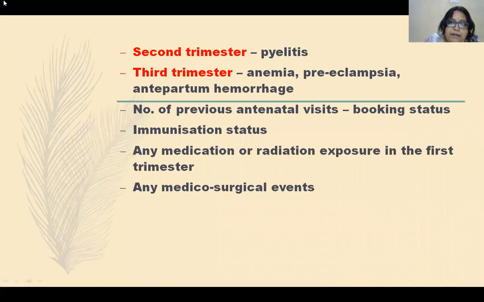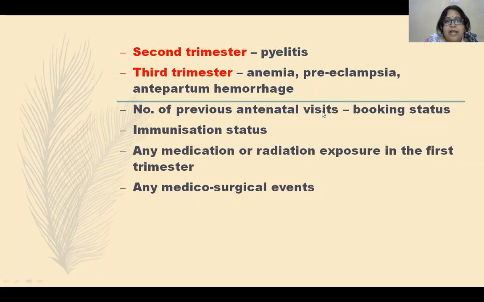During the second trimester, she will be complaining of renal problems, pyelitis, increased frequency of urination, and urinary tract infections. During the third trimester, usually there will be symptoms of anemia, preeclampsia, and antepartum hemorrhage. So, depending on the trimester, you need to keep in mind what complications are arising, and you have to inquire about all those things.